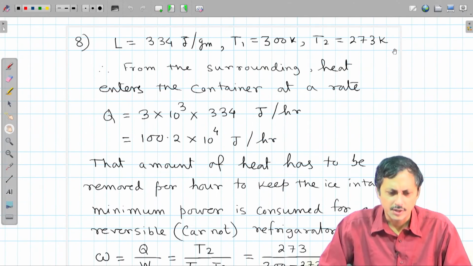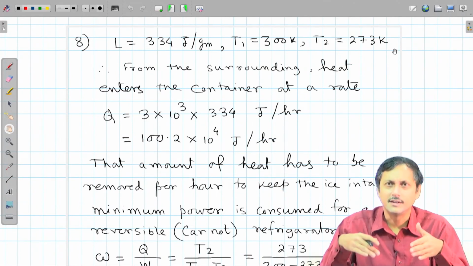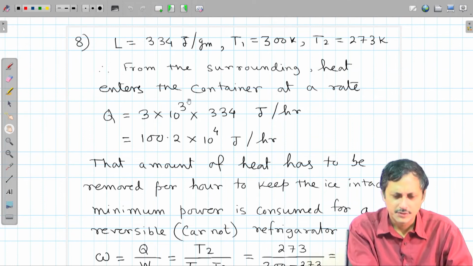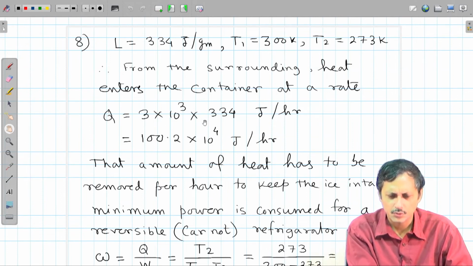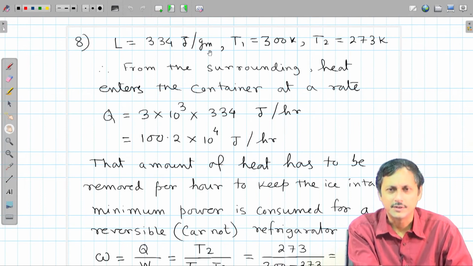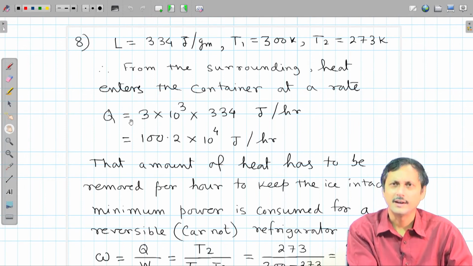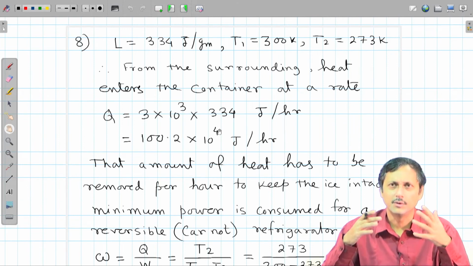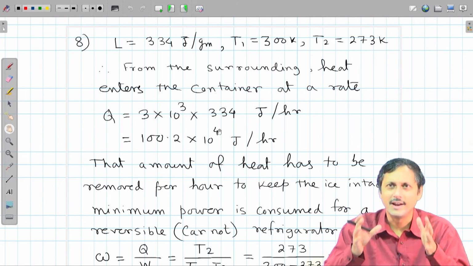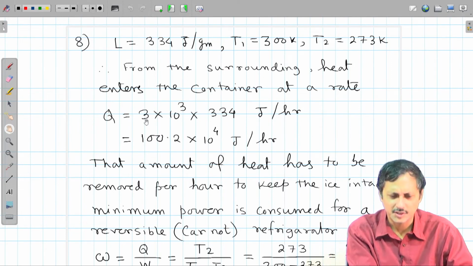So, from the surrounding, heat enters the container at a rate of 3 into 10 to the power 3 into, so this is latent heat is given. So, that means the total heat that enters, because the ice melts at a rate of 3 kg per hour. So, that means 3 into 10 to the power 3 grams per hour. So, the total heat is 3 into 10 to the power 3 into 334 joules per hour, which is 100.2 into 10 to the power 4 joules per hour.